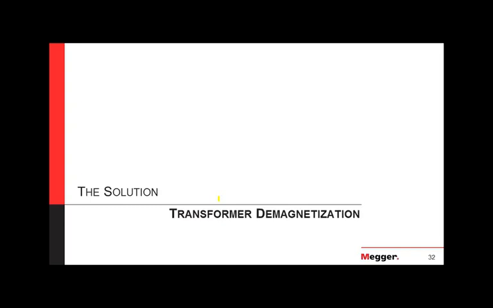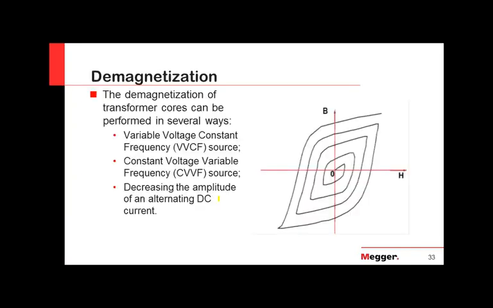So let's look at the solution here. Let's look into the transformer demagnetization process itself. To demagnetize the transformer cores, there are several ways. One is the variable voltage constant frequency, what we call the VVCF source. Then we have constant voltage variable frequency, the CVVF. And then we have decreasing the amplitude of an alternating DC current. This sounds a little bit contradictory, alternating DC current, and we will explain that a little bit later.